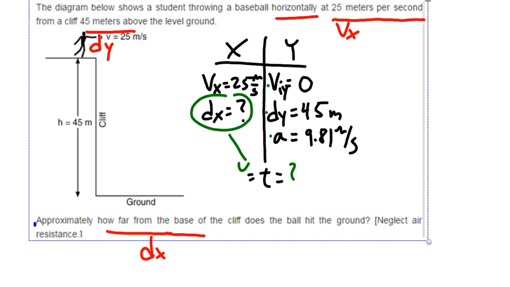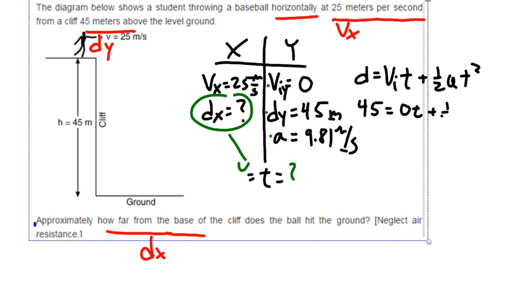So looking at my reference table, if I have a VIY, a distance, an acceleration, and a time, the equation that allows me to solve for time is d equals VIT plus 1/2 AT squared. Now I go ahead and substitute in. Because I already wrote my units in the table, I don't need to write them again. Once is all you need to do it. So 45 is 0 times time plus 1/2 gravity, which is 9.81 t squared. So the 0 t term goes away.